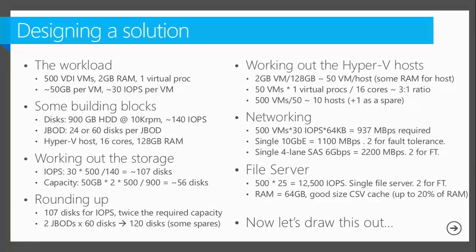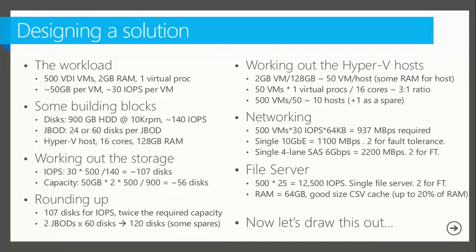And you get about 56 disks. So what do you go with? 107 disks because of IOPS or 56 disks because of capacity? You do 120, right? You go a little beyond that. And it just so happens that 120 is 2 times 60, which is a nice JBOD configuration. So let's do 2 JBODs, 60 disks each, 120 disks, some spares, some spare capacity, never hurts, right?